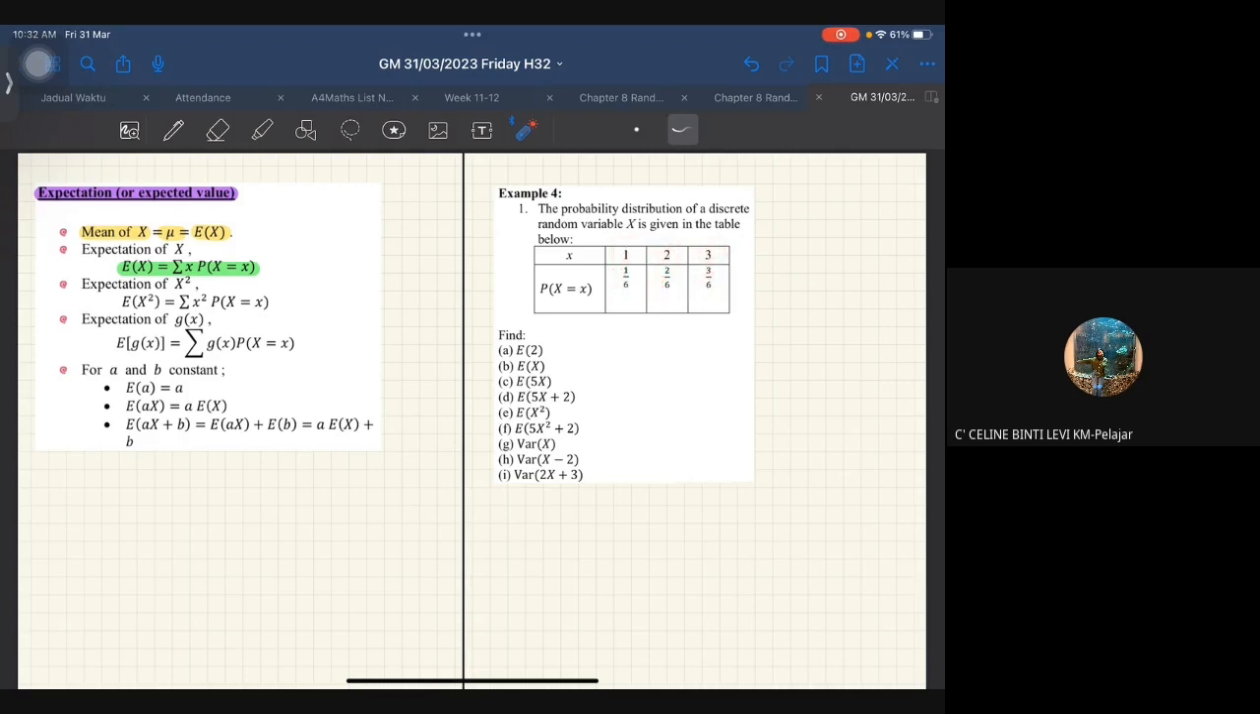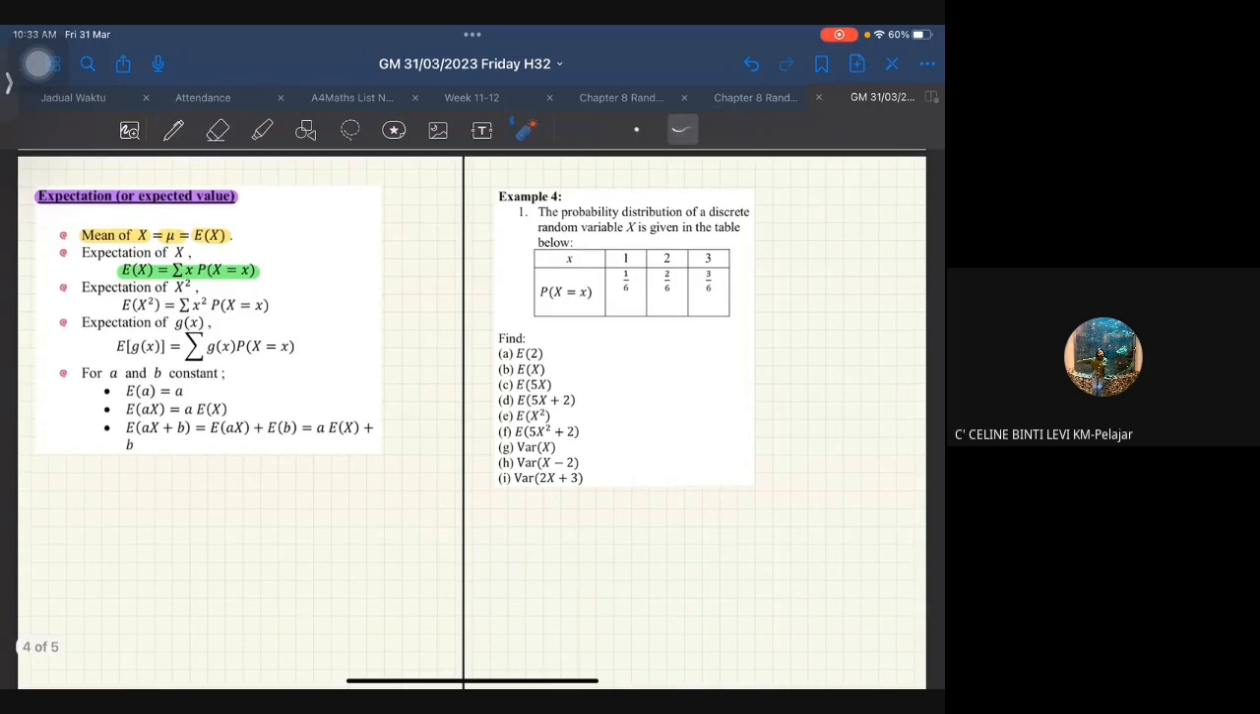Settle. Okay, so the second part adalah bila dia minta kita cari EX square. So apa perbezaan dia dengan yang pertama tadi? Beza dia hanyalah pada X dekat sini sahaja. Bila dekat sini X, dekat sini pun jadi X. Tapi kalau dekat sini X square, kita tukar dekat sini jadi X square juga.